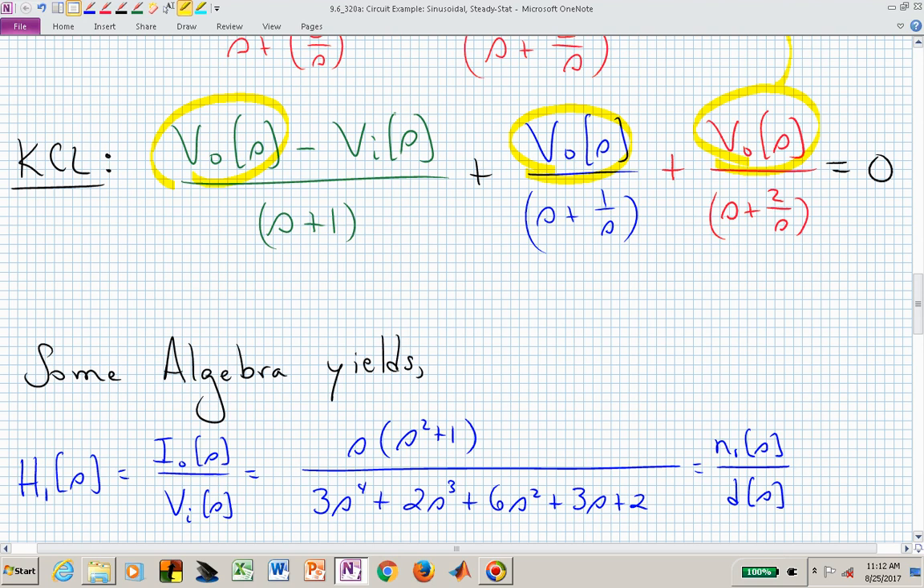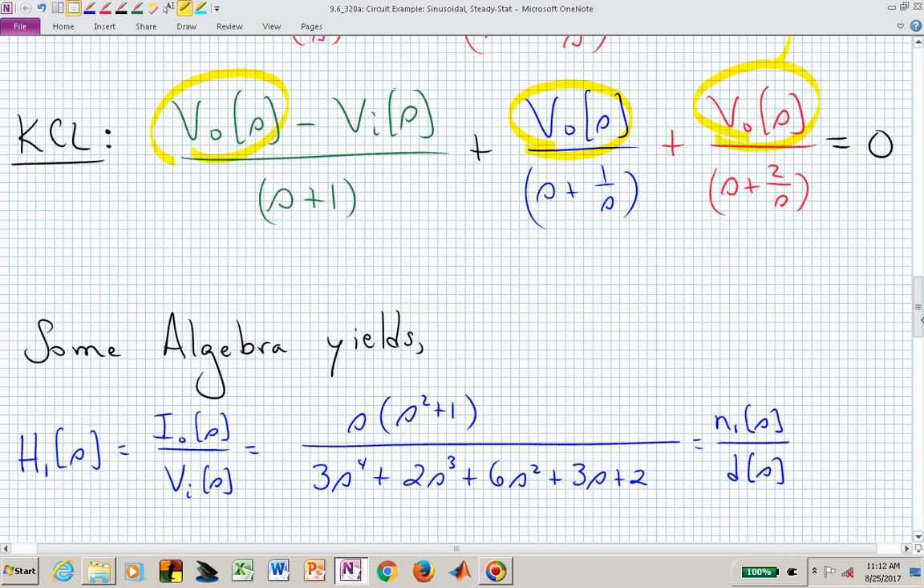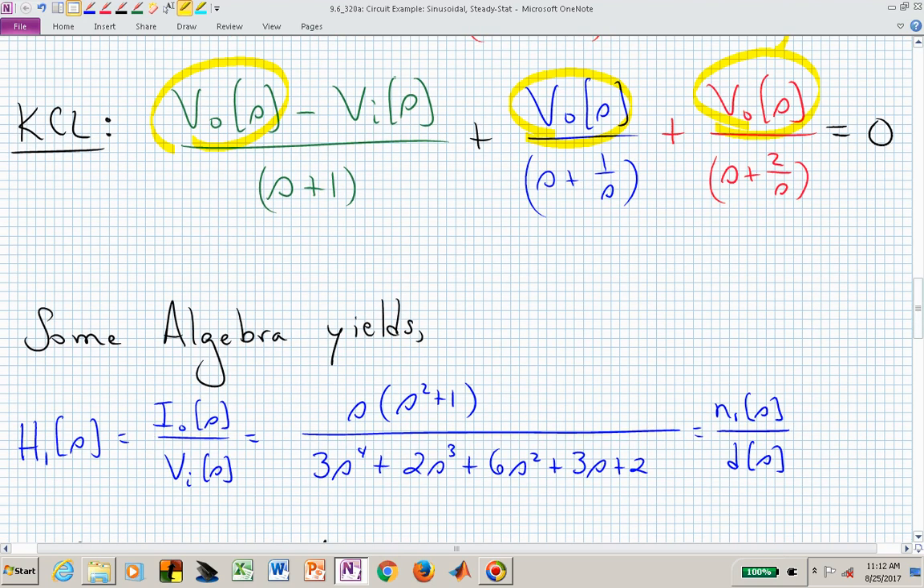H sub 1 of S is now I sub 0 of S over V sub I of S. And now, because of some maybe cancellations, we actually have a fourth order transfer function. If we have a fourth order transfer function, we should be expecting 4 poles. How many zeros do we have in this transfer function? Finite zeros.